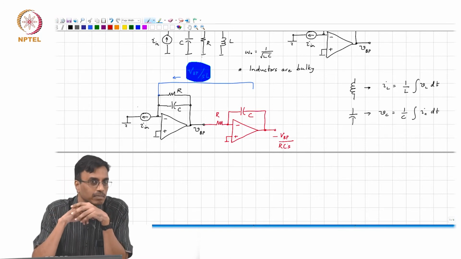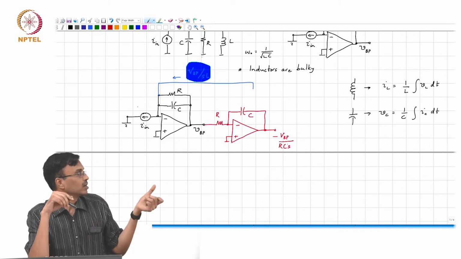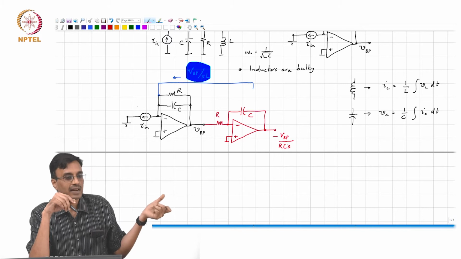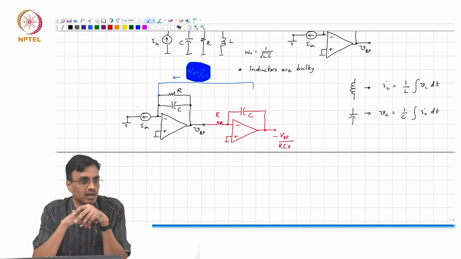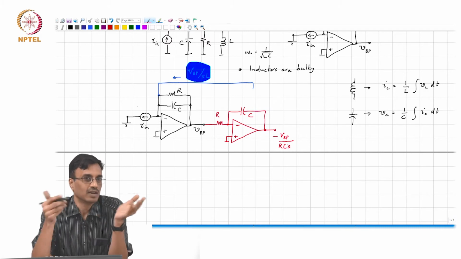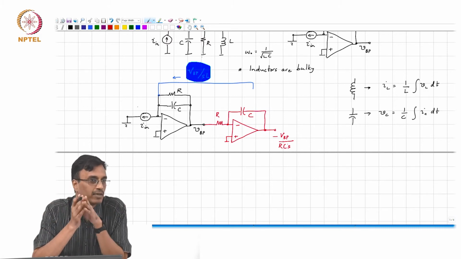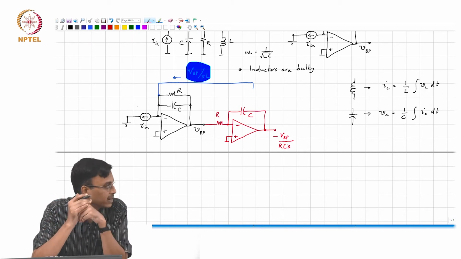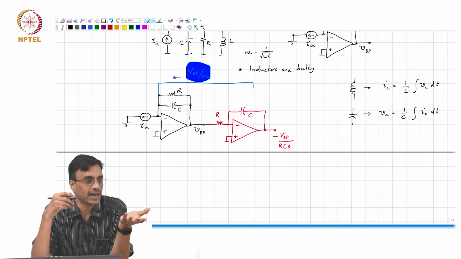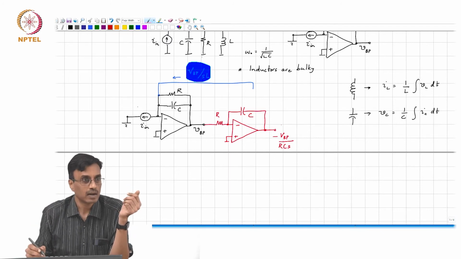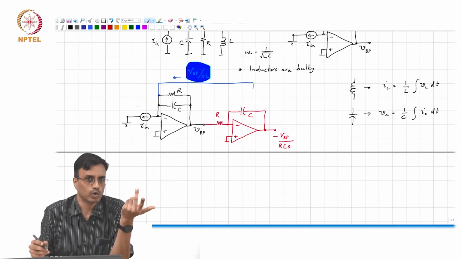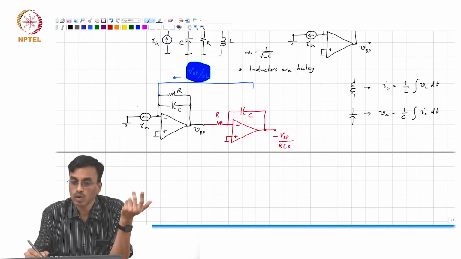What is that problem? That negative sign is a problem. We want the integral of VBP, not the inverted version. So, well, if you want to get rid of a negative sign, you want to have an inverting amplifier with a gain of -1. So, do you know how to do that? We know how to do that. What do you suggest that we do?